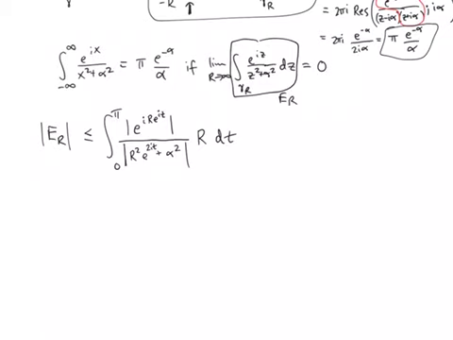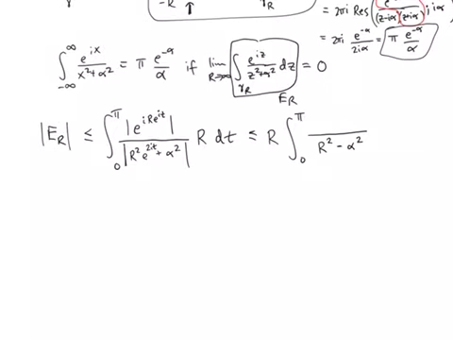Okay, so what we can do here is say less than or equal to, so let's pull the r out, integral 0 to pi. The denominator, using the reverse triangle inequality, is going to be bigger than or equal to the norm of the first thing, so that's r squared, minus the norm of the second thing, so that's just going to be alpha squared, the absolute value of that.